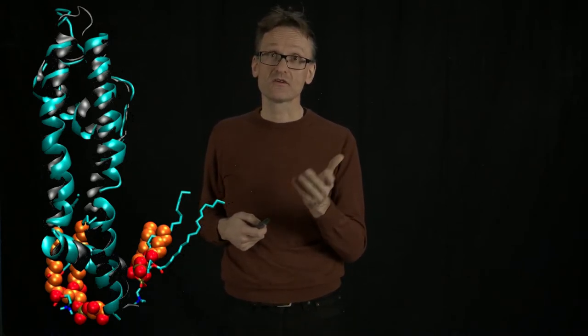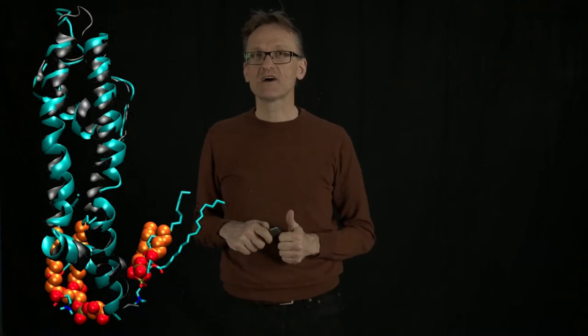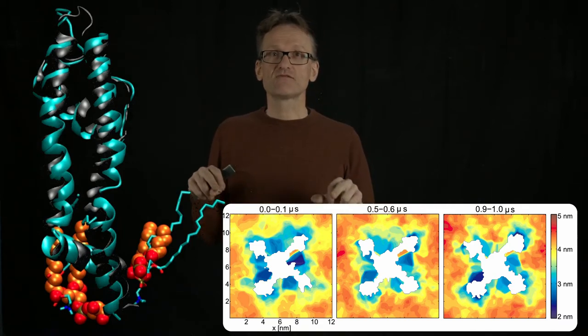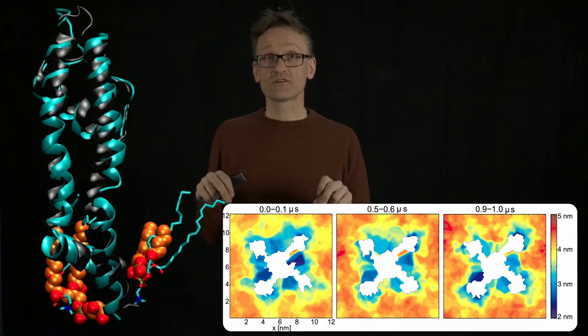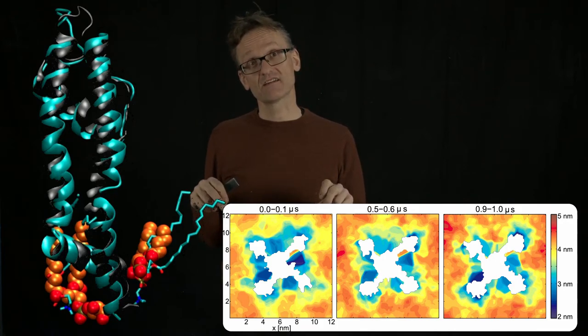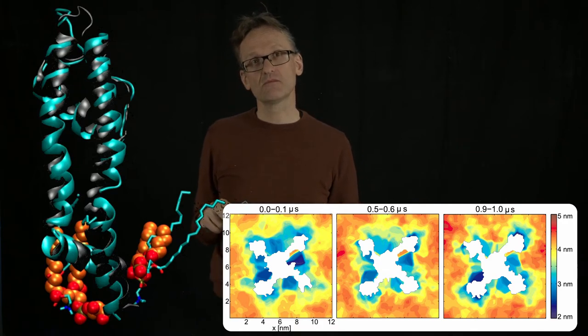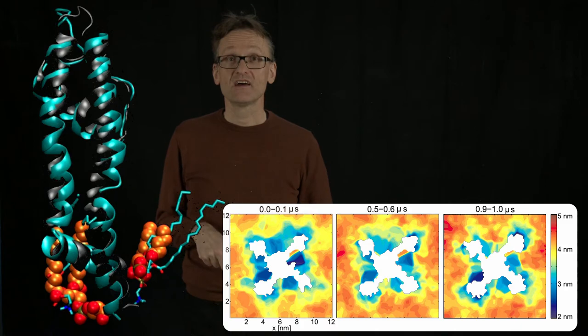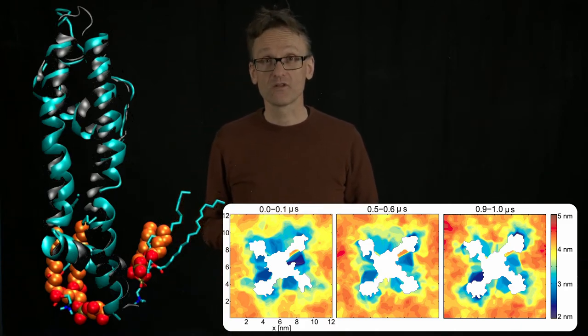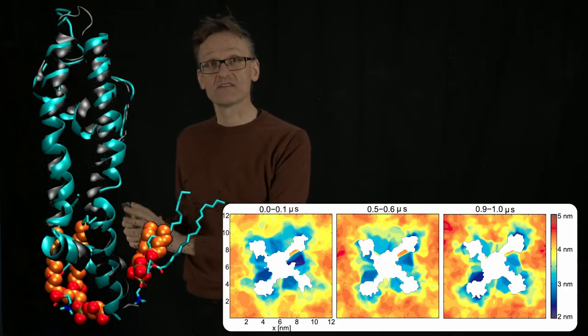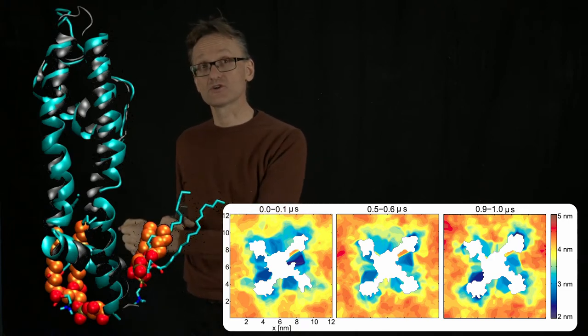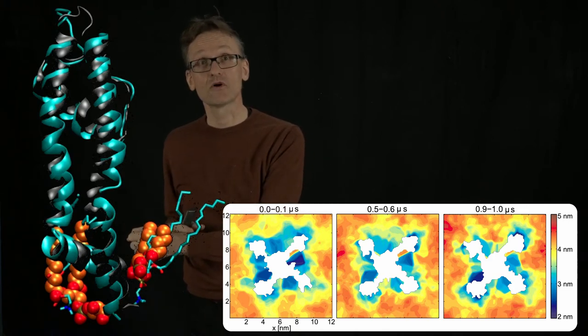Remember Singer-Nicolson? Proteins should diffuse in a sea of lipids. That's not quite true, if you ask the simulations. The protein here is white. I don't care about the proteins, just the lipids. The lipids far out here in red, they are the ones that are diffusing freely as if they were in a lake. But as I'm getting closer to the protein here, we turn into yellow, green, blue, and eventually black territory. And that means that the lipids are hardly moving at all. In fact, in some of these cavities here, the lipids are so tightly bound that they never move. They're literally part of the structure.